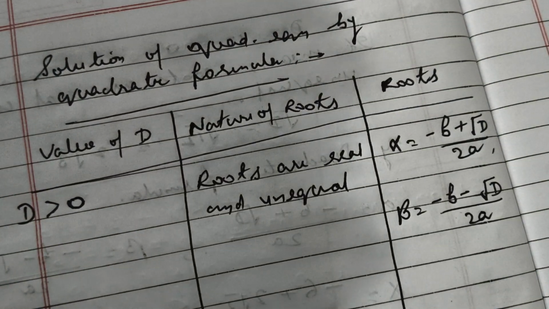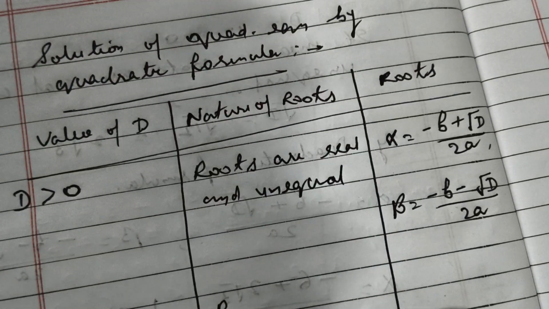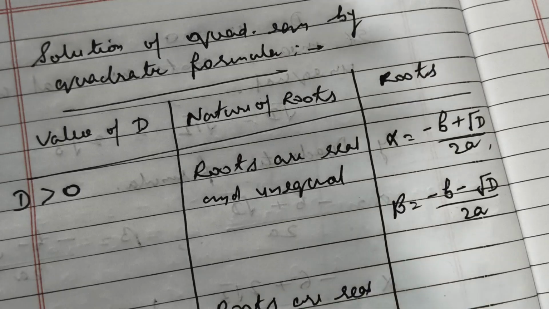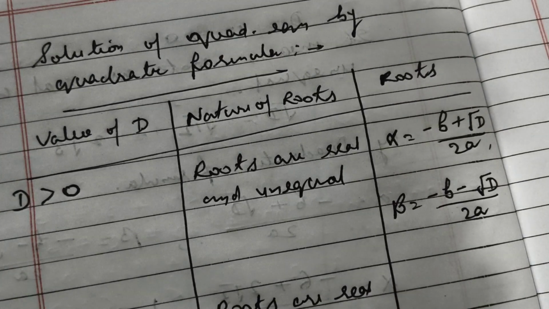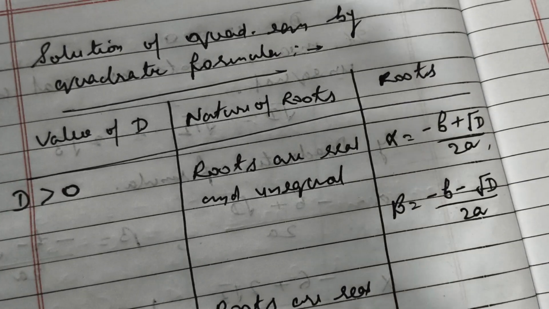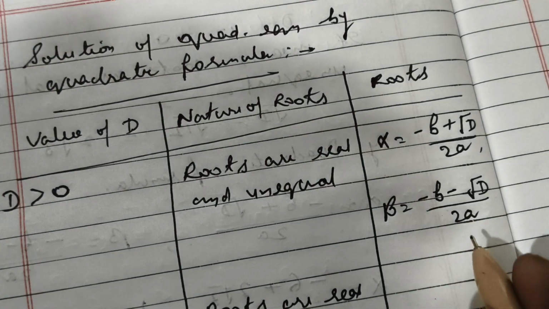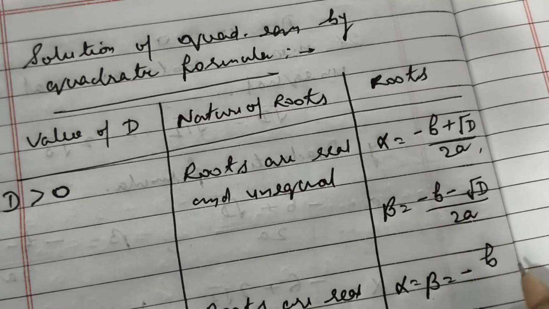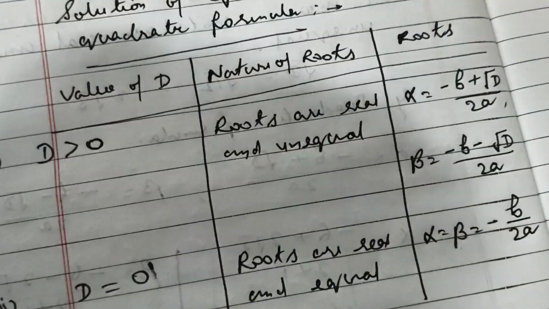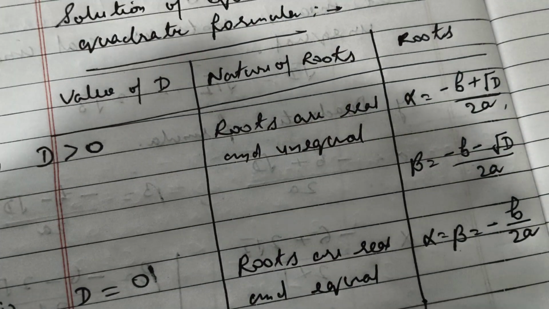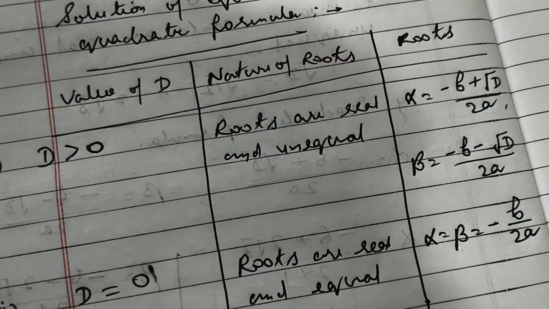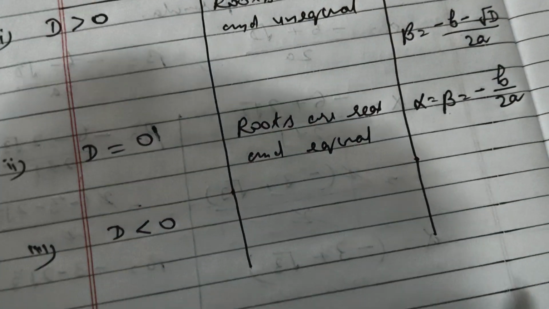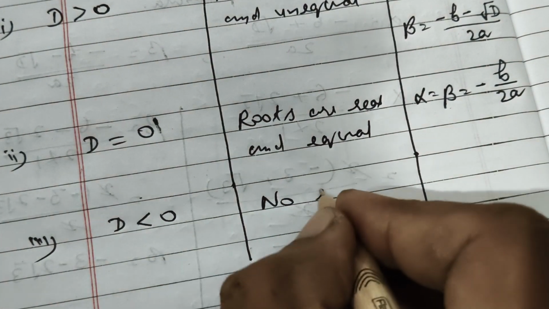If value of d is equal to 0, then roots are real and equal. As we already know, roots are real and equal. In this case, alpha is equal to beta is equal to -b upon 2a. In third case, if d is less than 0, means the value of d is negative, then there will be no real roots.